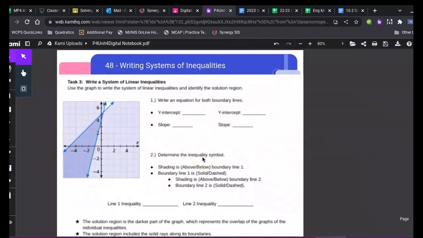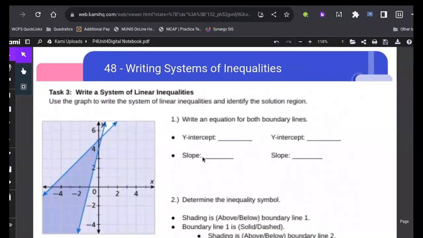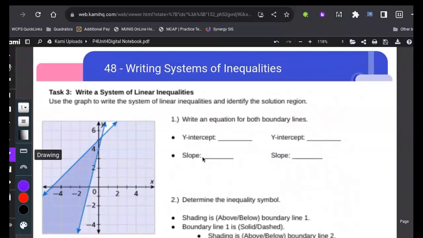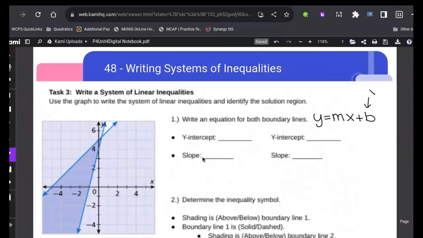All right, so we're going to use the graph to write the system of linear inequalities and identify the solution region. Just like when we were writing systems of equations, or when we were writing single inequalities in 10.1, we have to write an equation for both boundary lines. So our equation is going to be y equals mx plus b. We're going to identify the y-intercept for each, and then we're going to identify the slope, which is the rise over run for each.